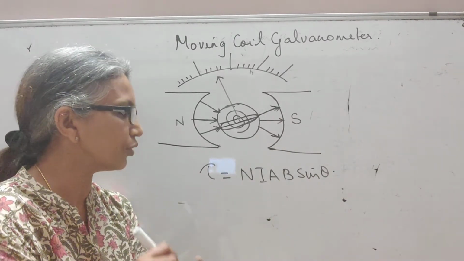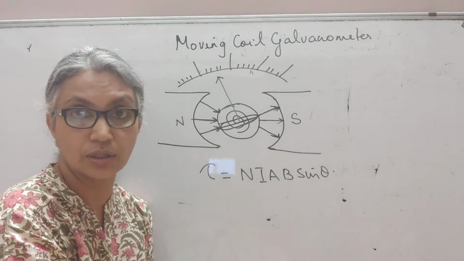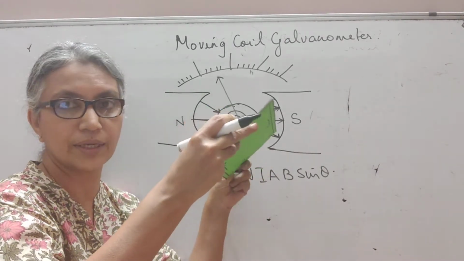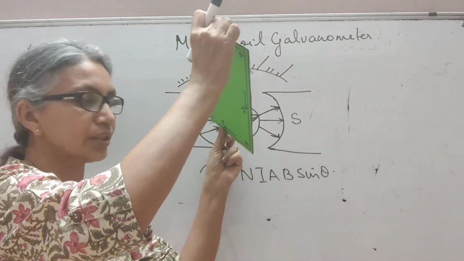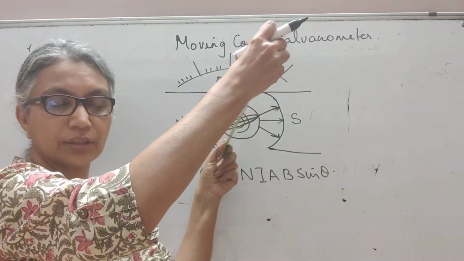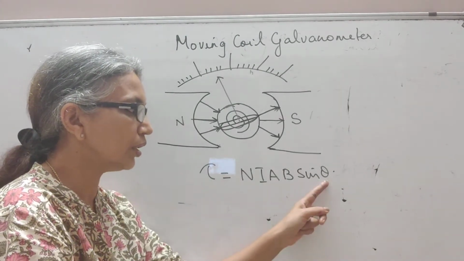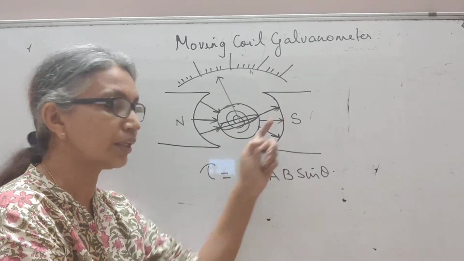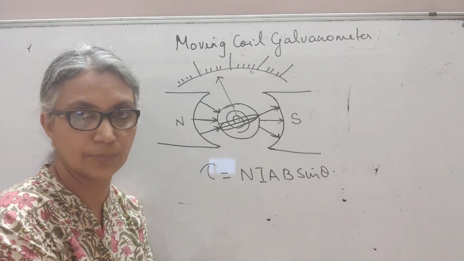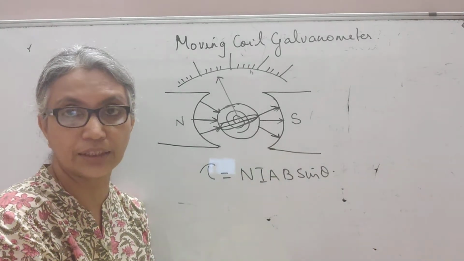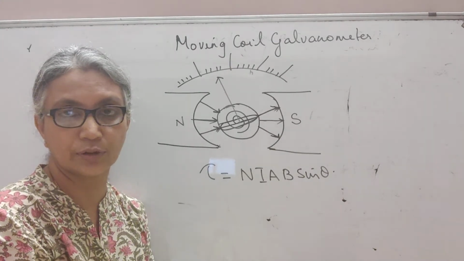Now, this is called the rotating torque because it is the torque that rotates the coil inside the magnetic field like this. Your coil is now rotating inside the magnetic field like this. So this is called the rotating torque. Now theta, why do we provide a radial magnetic field? That's what I'm going to explain now. See, theta will always be 90 if you give a radial magnetic field.